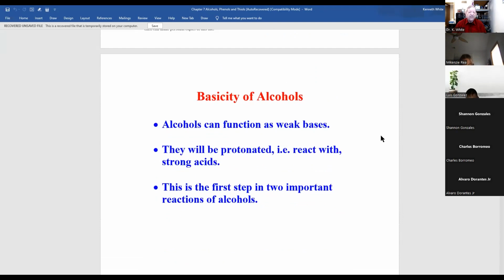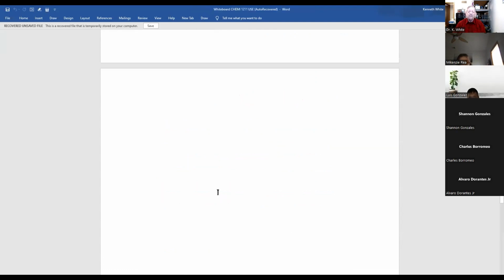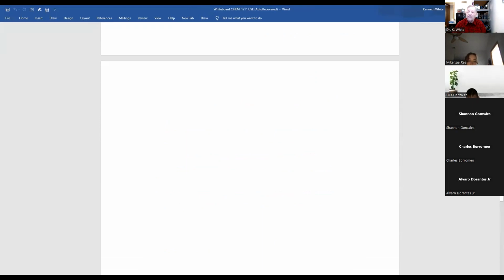We just did acidity. Alcohols can be very weak bases. Again, click, the switch is off. Now, what is a base? A Bronsted-Lowry base is a proton acceptor. So if I have an alcohol and react it with an acid, H plus means any acid, it can accept and form this.